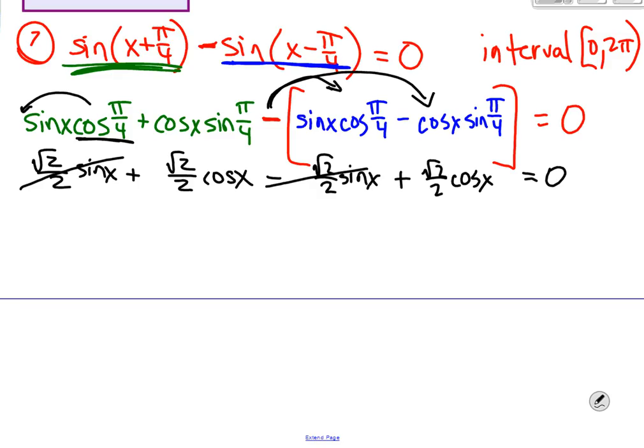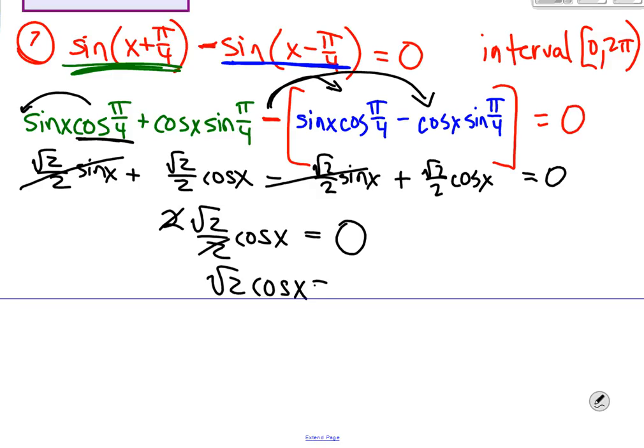And then when I add these together, what is the square root of 2 over 2 cosine x plus the square root of 2 over 2 cosine x? It's 2 of those, correct? So it's like 2 square root of 2 over 2 cosine x's, I'll say it that way, equals 0. And so I can cancel those 2's. So it's the square root of 2 cosine x equals 0. And then we've solved these. So I'm going to divide by square root of 2 on both sides. So I get cosine of x equals 0.